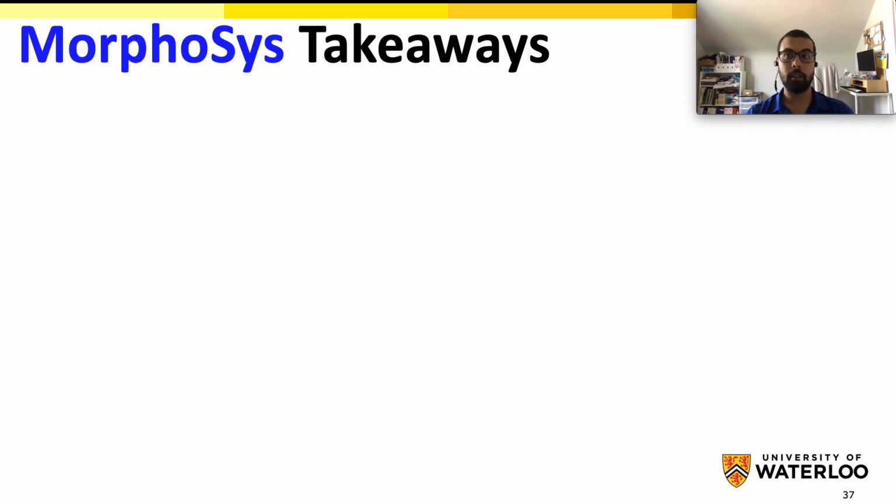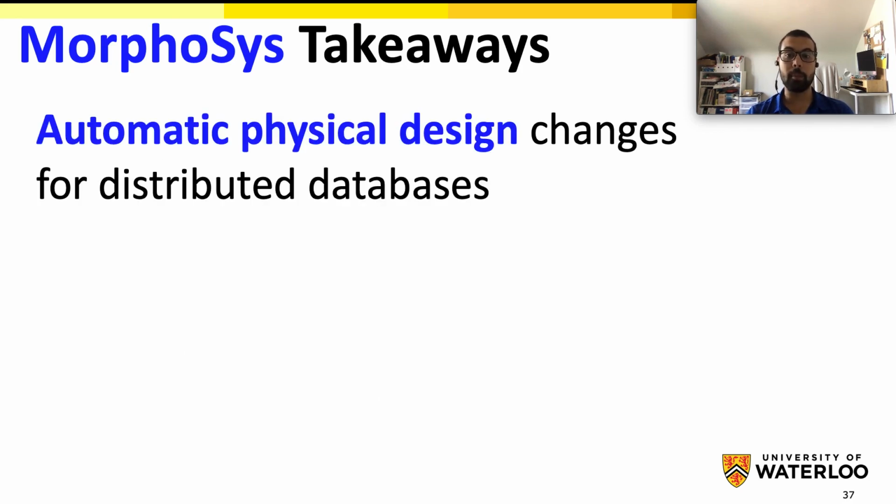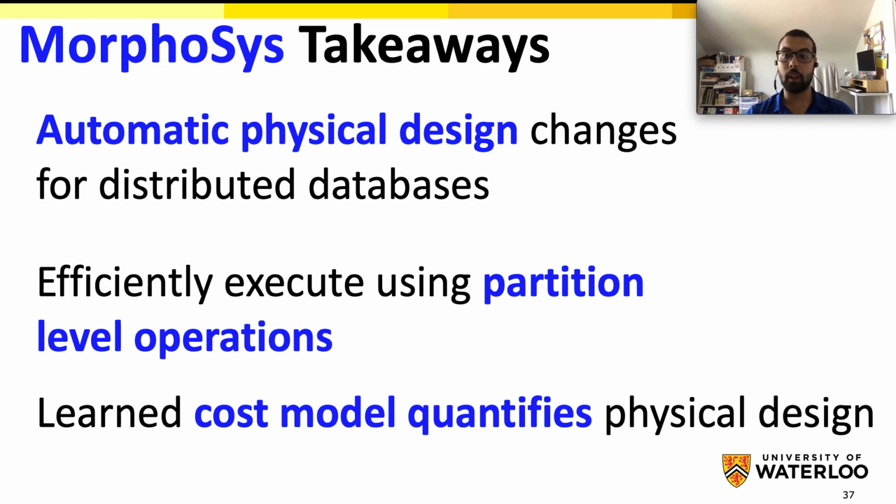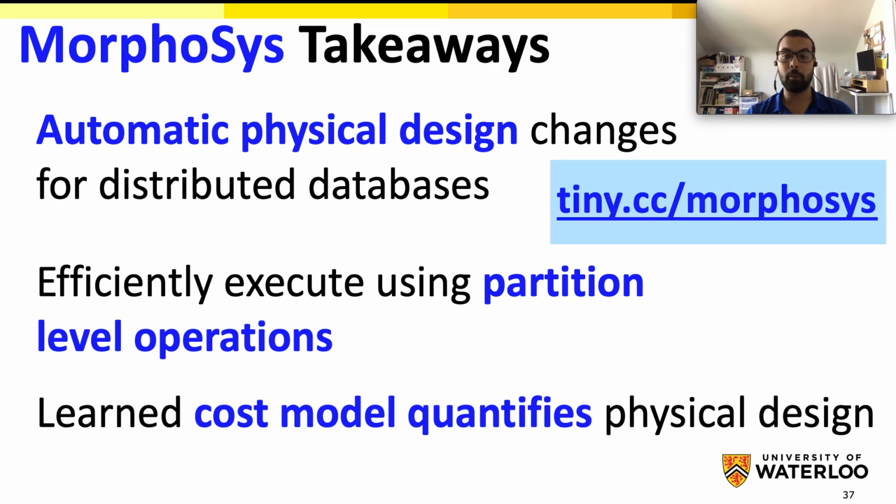In conclusion, MorphoSys is a system that automatically changes physical design for distributed databases. MorphoSys executes both transactions and design changes efficiently using partition-level operations. Finally, MorphoSys makes cost-based decisions using a learned cost model. And you can find out more in our paper.